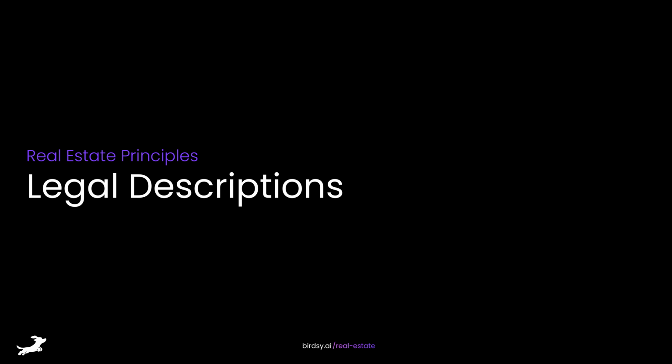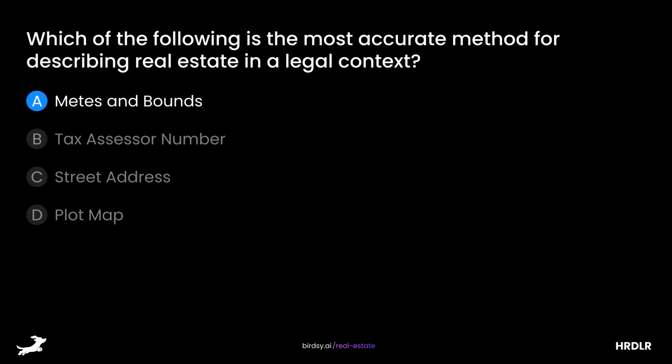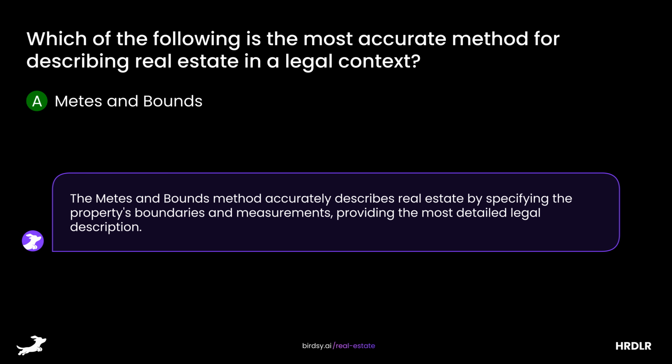Legal descriptions. Which of the following is the most accurate method for describing real estate in a legal context? Is it A, metes and bounds, B, tax assessor number, C, street address, or D, plot map? The answer is A, metes and bounds. The metes and bounds method accurately describes real estate by specifying the property's boundaries and measurements, providing the most detailed legal description.